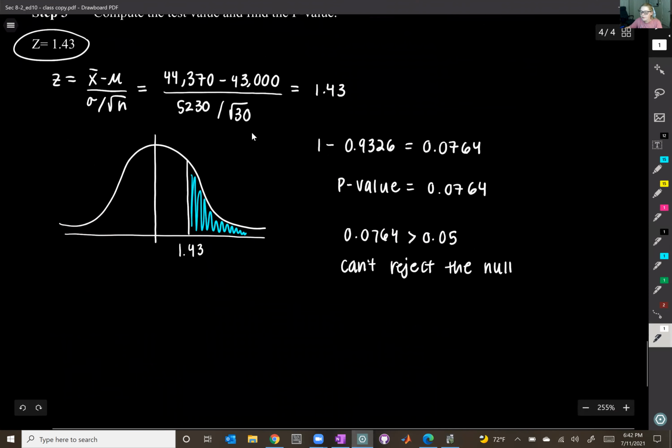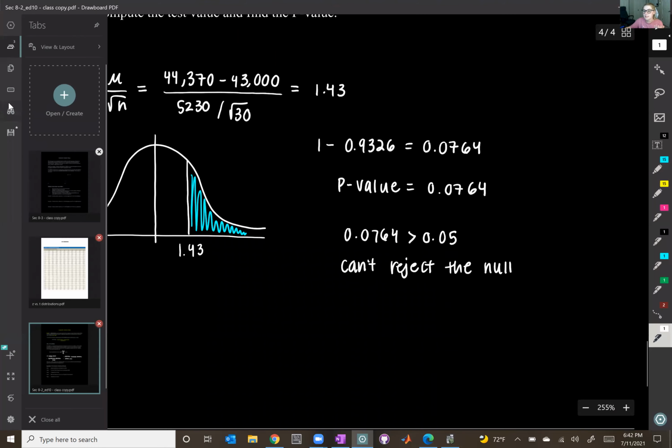Okay, so that is it for section 8.2. So now that we finished the p-value part, we're going to move on to 8.3, which is going to cover using a t-test, and then we're also going to do p-value with that. So it's going to be pretty similar to what we did for the z-test, but now we're just using the t-test.